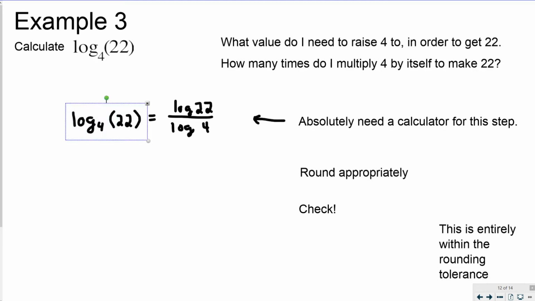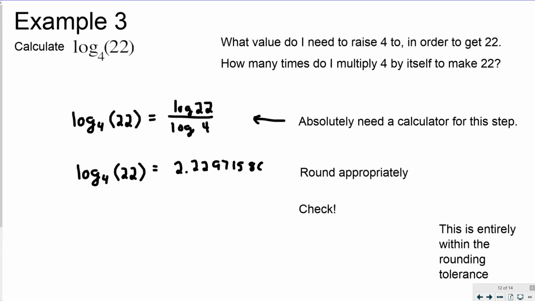There are plenty of free calculators out there for you to find, but if you have the school calculator, you're just going to type it in like that. In order to type it into the calculator, you're going to type log of 22, close the parentheses, divided by the log of 4, and close the parentheses again. And what you get is a decimal, 2.229715809.